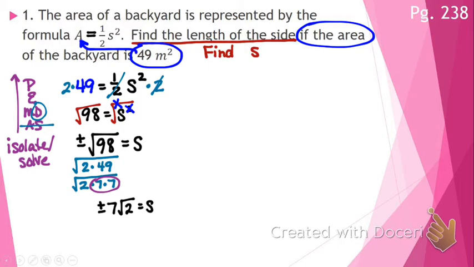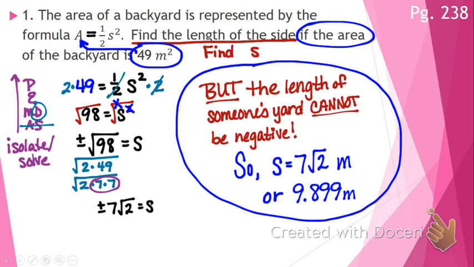So my only real answer here, my only true answer, is 7 square root of 2. All right, so S is equal to 7 square root of 2 meters. Or if I pop that into my calculator and get that as a decimal, that's about 9.899 meters. So almost 10 meters there.